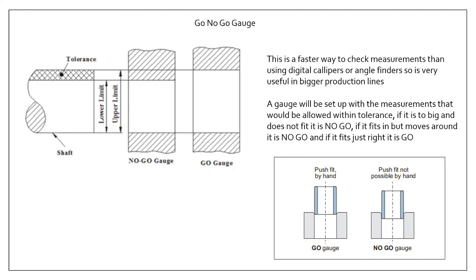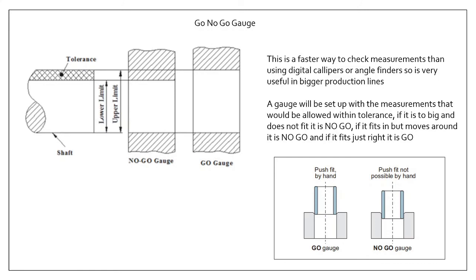You've then got a go, no-go gauge as well. So this is a faster way to check measurements than using digital calipers. Obviously, if it's just a small job, you can use digital calipers. That's something you would use in your coursework, no problem. But if you're going to be, say, on a big production line and you've got to check things quite quickly, you can have a go, no-go gauge set up, and you basically set it up with the measurements that you need. And what will happen is you'll just check the material.